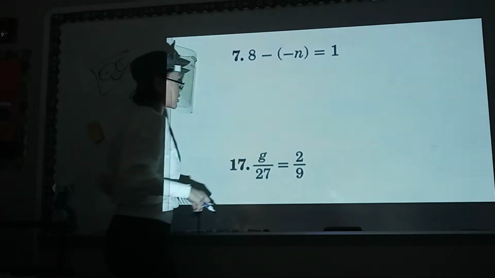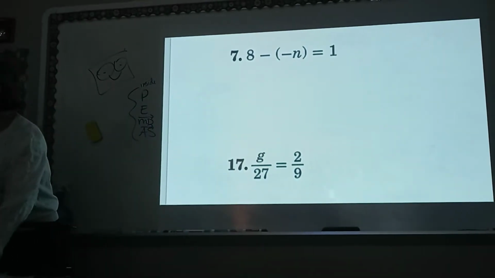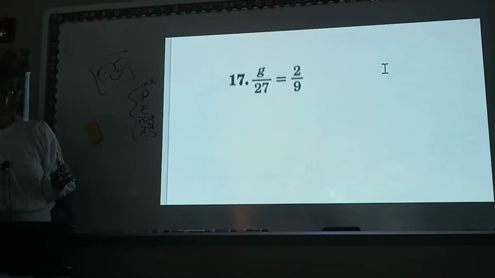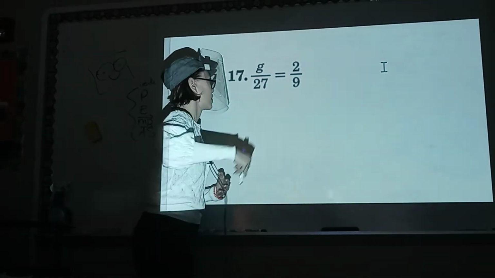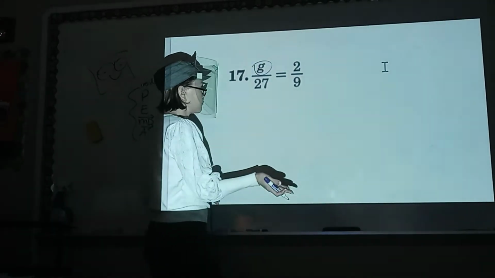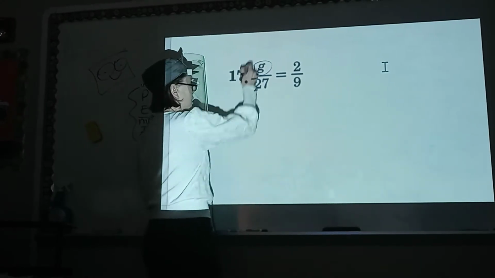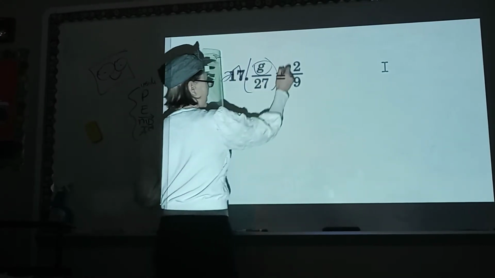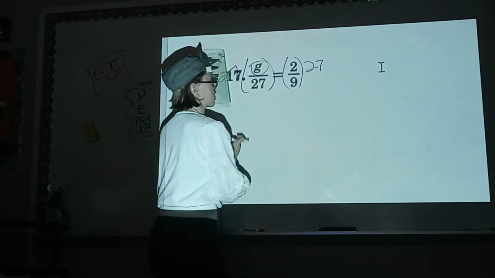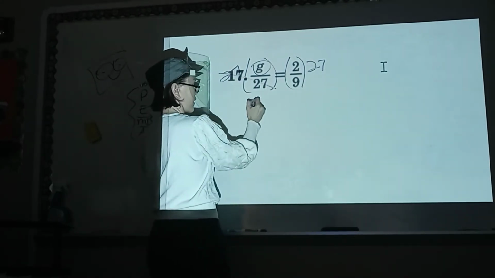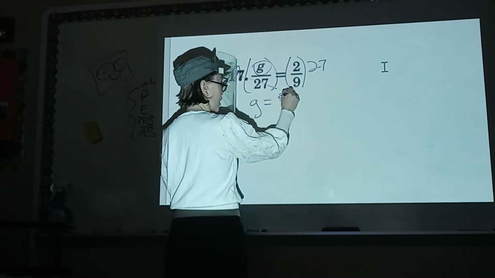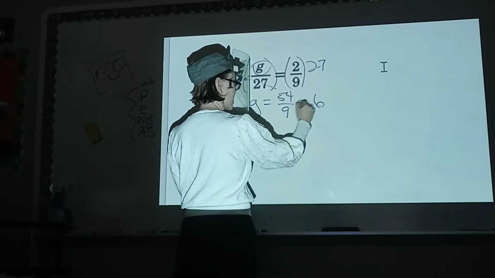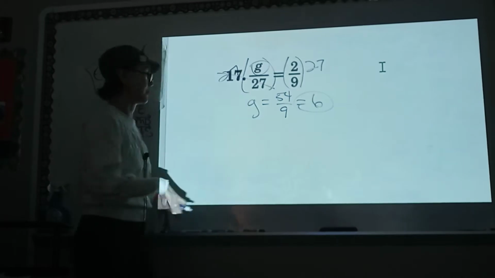Remember, this is just to do the questions to see if you got it right. Here it is. Okay, so we're solving for g. I'm circling it. How do we get rid of the fraction? By multiplying by whatever is in the denominator. So you should have multiplied by 27 on both sides. Bring down the 27. 2 times 27 is 54, divided by 9 equals 6. So g equals 6. Moving on.